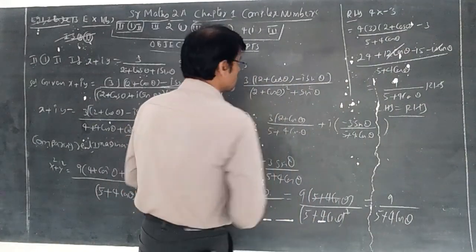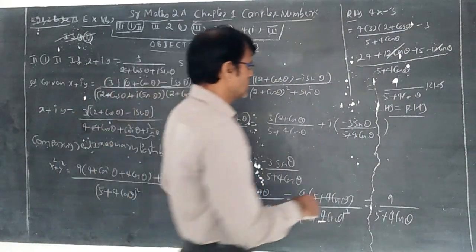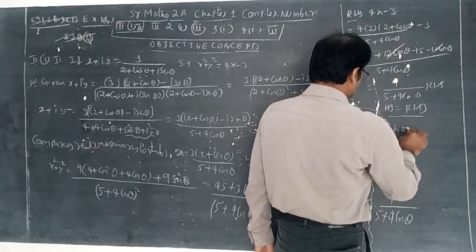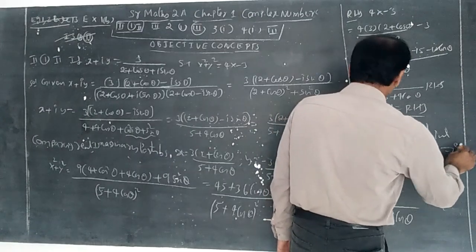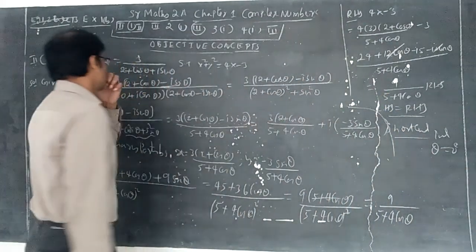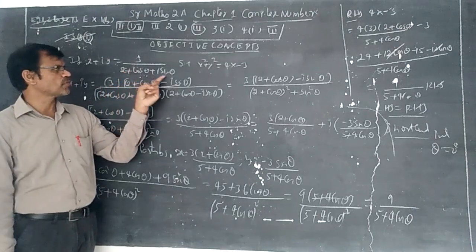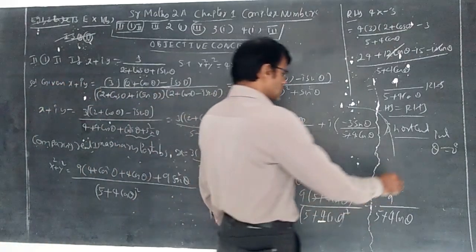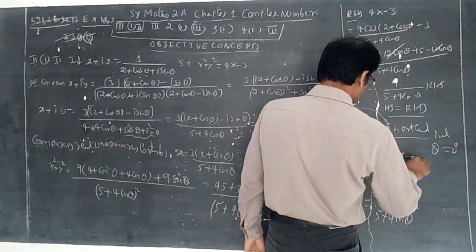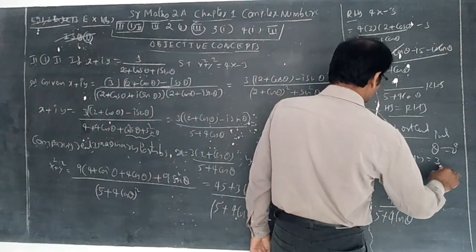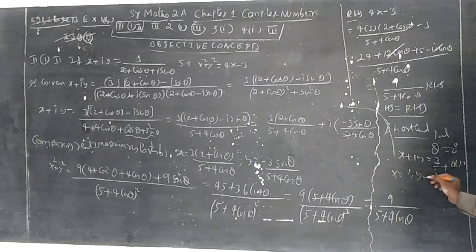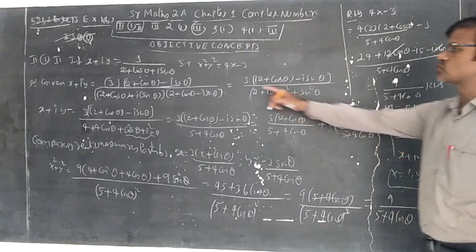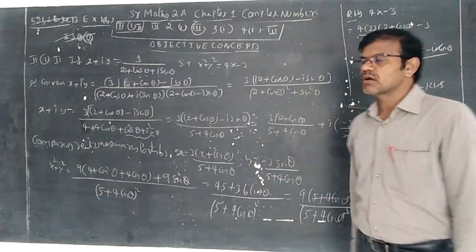This much of the sum is there. A shortcut is there. While doing objective, write the shortcut. That is, put theta equal to 0 degrees. Then what is happening? 3 by 2 plus 1 plus 0, so 3 by 3. So x plus iy is becoming 3 by 3 plus 0 into i. So x is equal to 1, y is equal to 0.